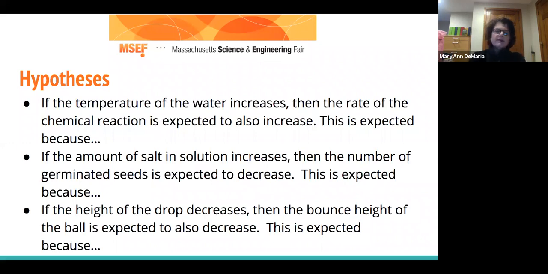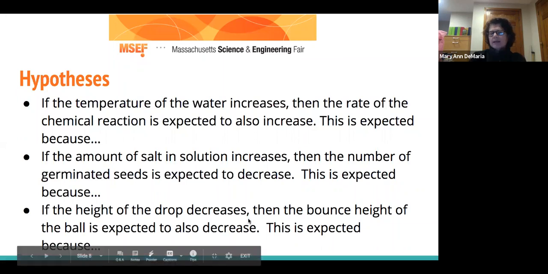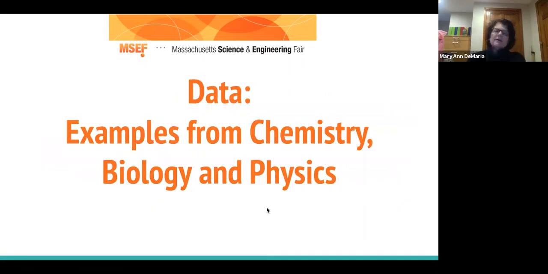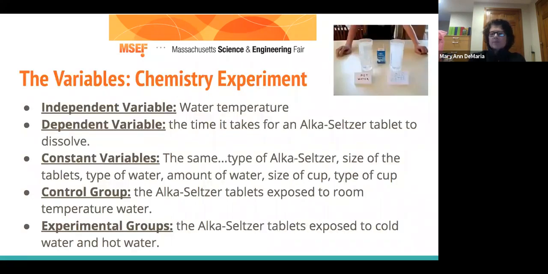And so I wanted to bring back our questions and our hypotheses so that the data make sense to new people joining us. And then the last one was, if the drop height decreases, then the bounce height of the ball is expected to also decrease. Okay, so here's some data. All right, and these data are already organized. So when I say organize the data, oh, I just put the variables back there.